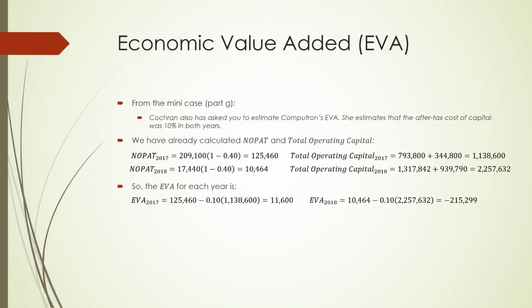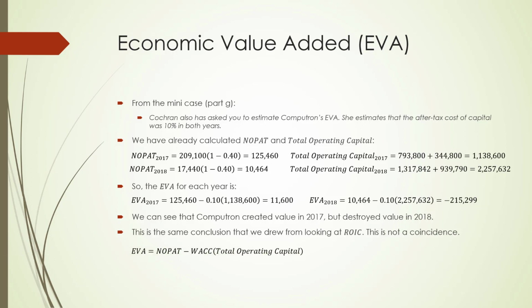Again, we see that the firm destroyed value in 2018. Note that this is the same conclusion that we drew from the return on invested capital and even from looking at free cash flow. This is not a coincidence. Remember, EVA is NOPAT minus the cost of capital times total operating capital. So essentially, we're comparing NOPAT and total operating capital.